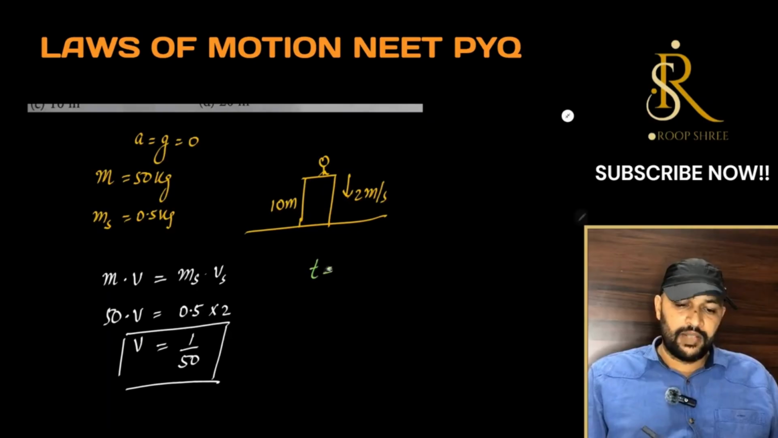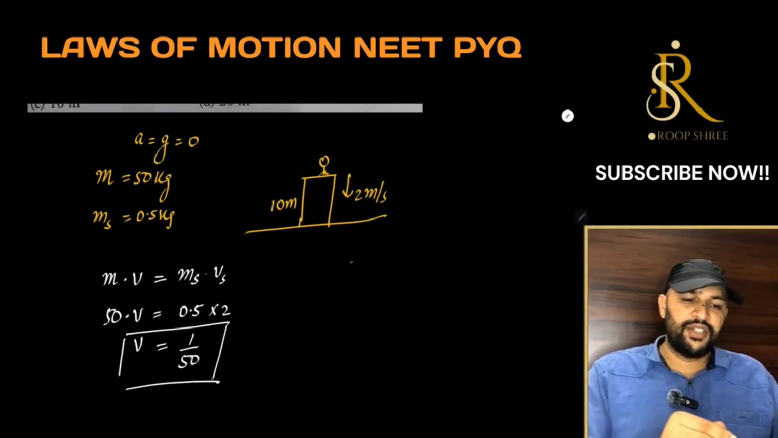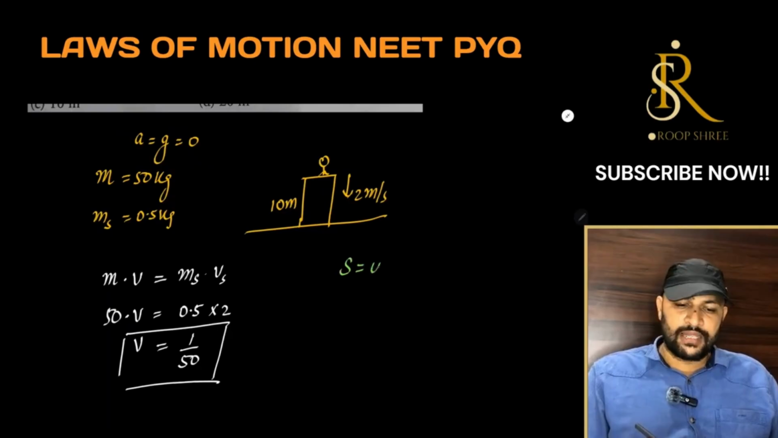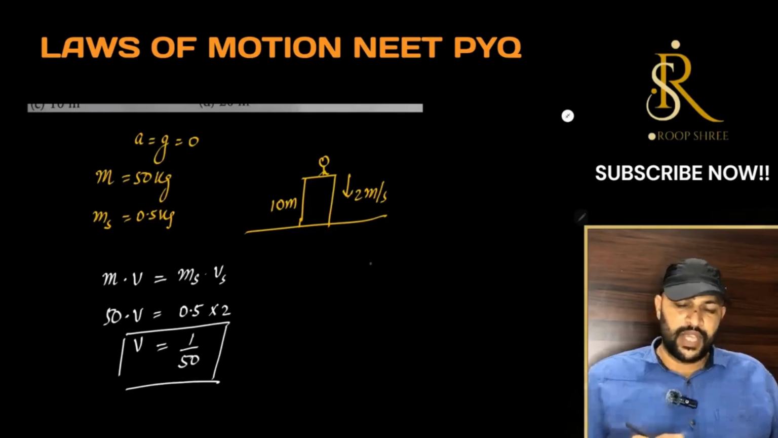So the time is equal to, now you can use the equation v equals u plus at, or s equals ut plus half at squared, but the condition here is that acceleration is 0 in the problem. So s will be equal to u into t only. Distance is equal to speed into time. So we have to calculate the time. So time is equal to distance upon speed.